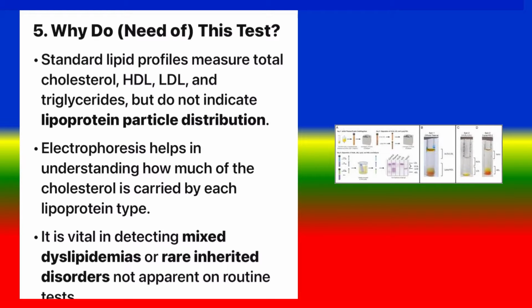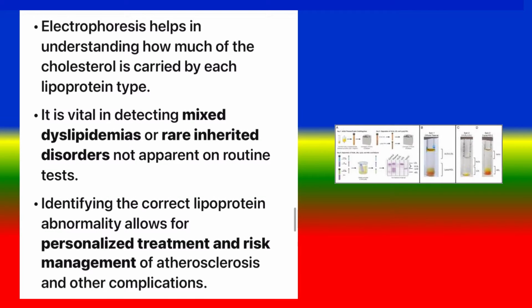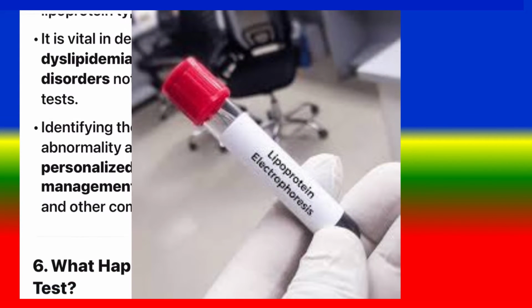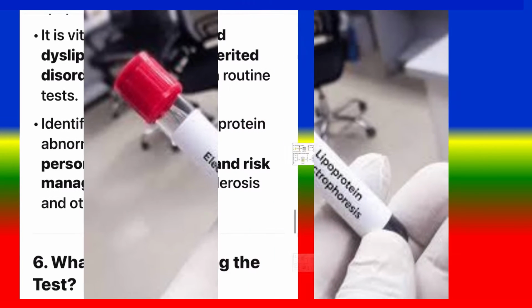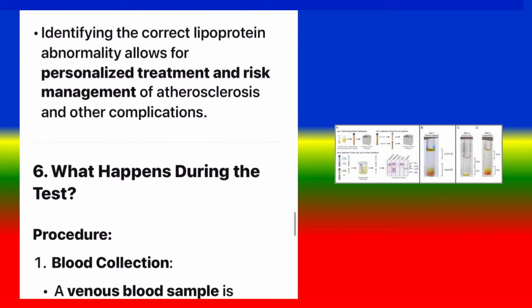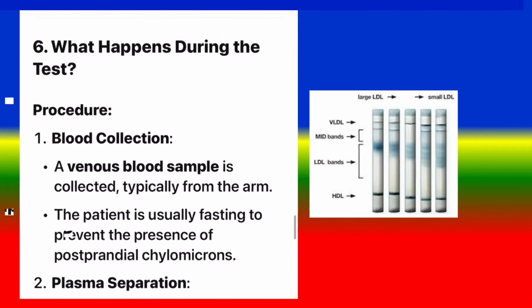Standard lipid profiles measure total cholesterol, HDL, LDL, and triglycerides, but do not indicate lipoprotein particle distribution. Electrophoresis helps in understanding how much of the cholesterol is carried by each lipoprotein type. It is vital in detecting mixed dyslipidemias or rare inherited disorders not apparent on routine tests. Identifying the correct lipoprotein abnormality allows for personalized treatment and risk management of atherosclerosis and other complications.